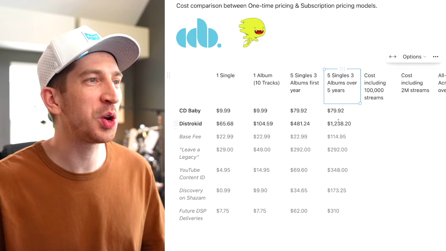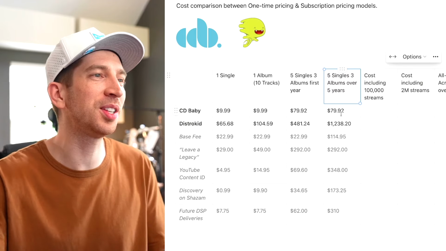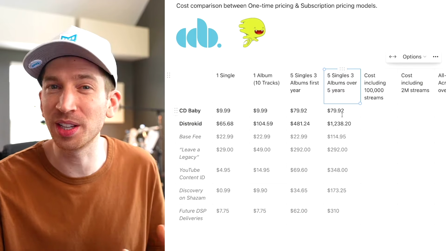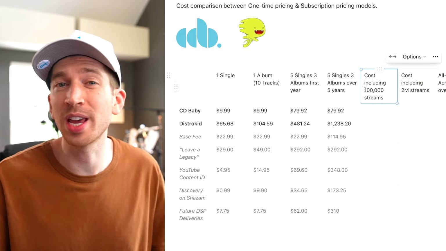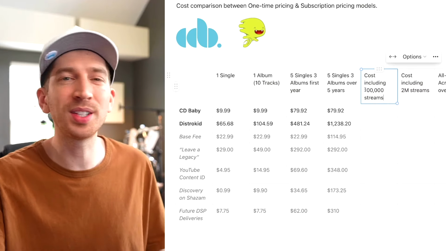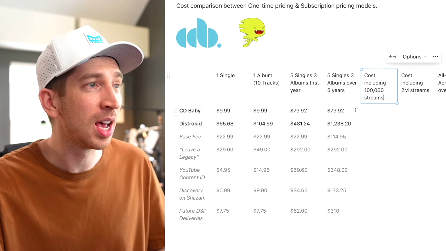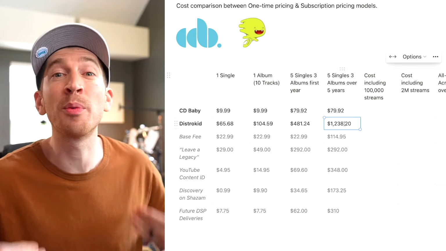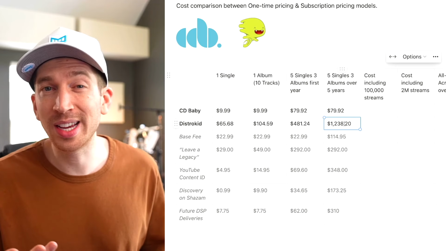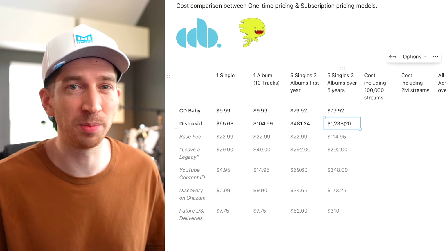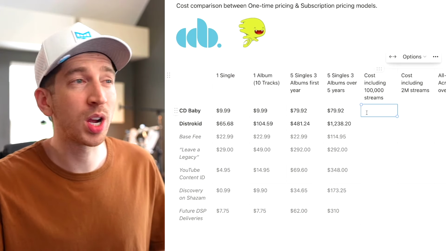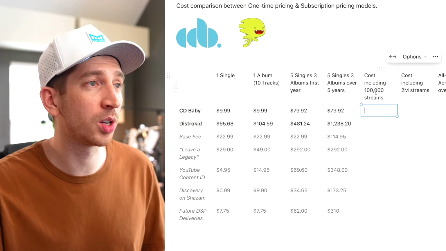That is a huge difference, but let's see what happens if we're actually successful, right? The main argument in favor of Distrokid is that they don't take a cut of your royalties, but let's see if that actually offsets the fees that you're going to be paying up front anyways. Because even though they take a 0% cut, that's not going to mean a lot if you're just overpaying in fees to begin with. First, let's calculate your cost as an artist generating 100,000 streams.